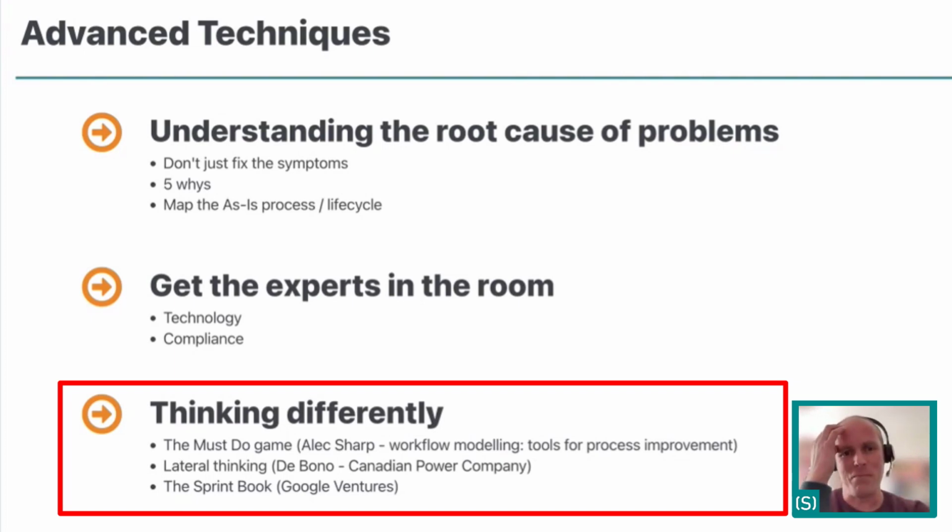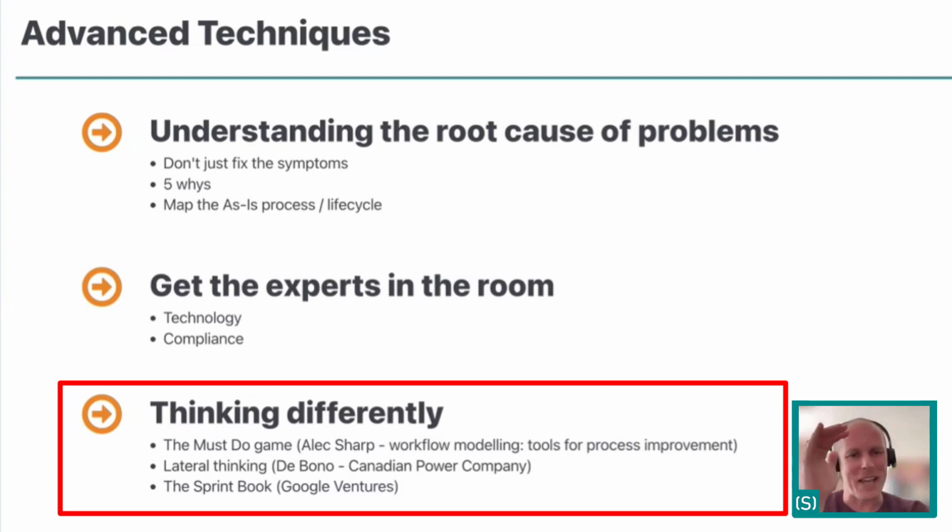So one of the simplest ones here is one that can be quite fun, and it's good if you're improving an as-is process. I've called it the must-do game. But I first read about it in Alex Sharp's workflow modeling book. So a really good book if anyone's interested in, again, learning more about these sorts of topics. It's called Workflow Modeling Tools for Process Improvement. It's got a little bit about automation, but it's got lots of good stuff about just understanding processes.